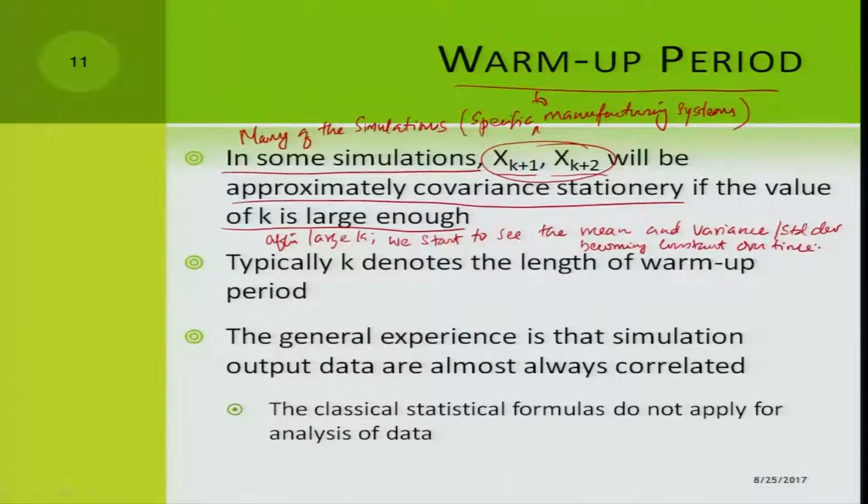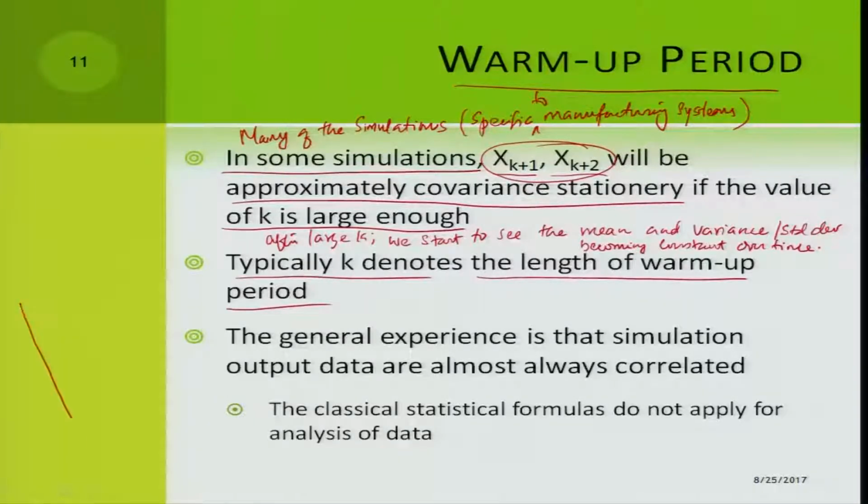So what we are saying here is that when the value of k is large, the initial warm up period is eliminated, then you start to see a covariance stationary process. And this k is denoted as the length of the warm up period.